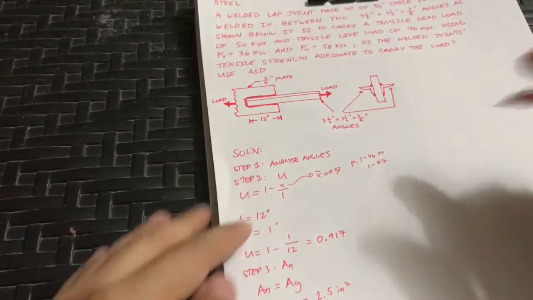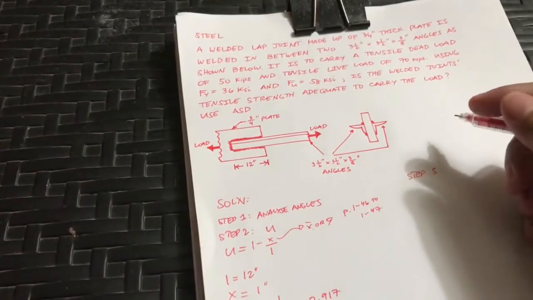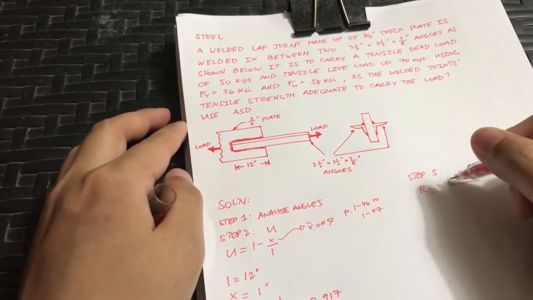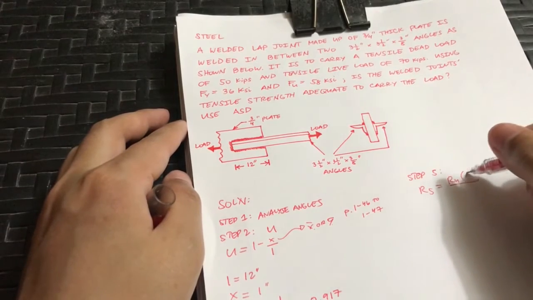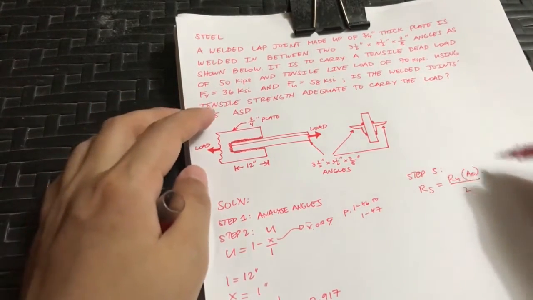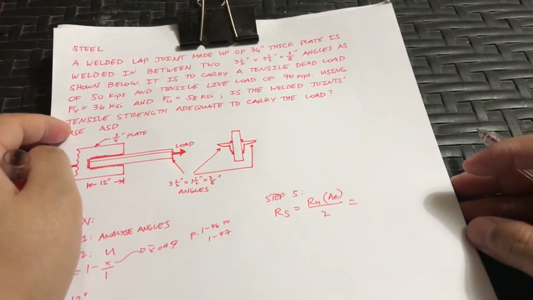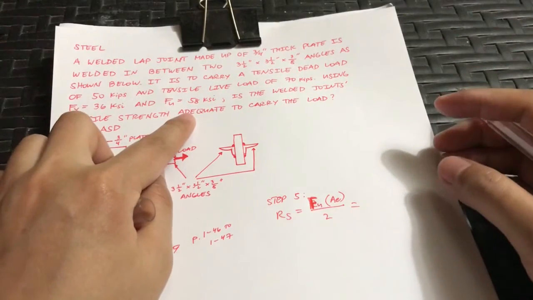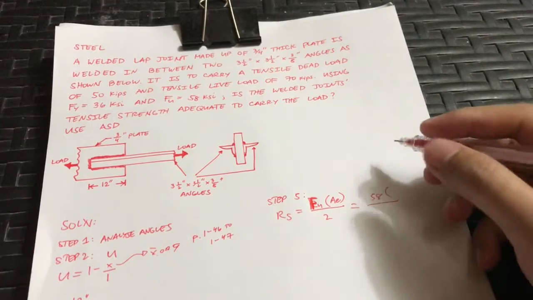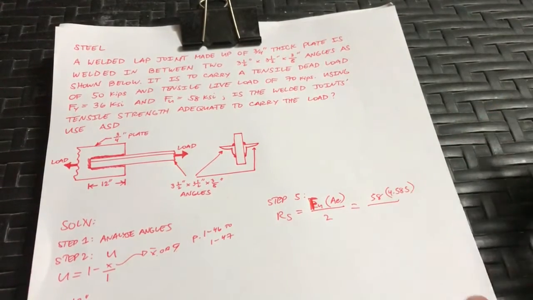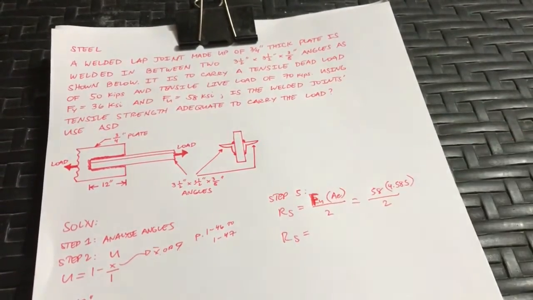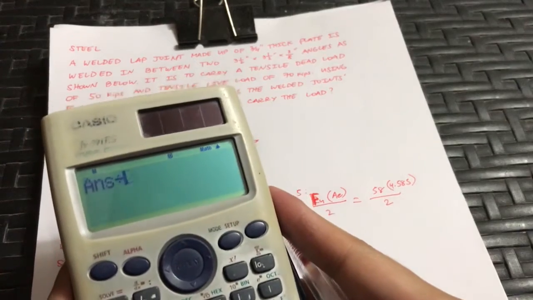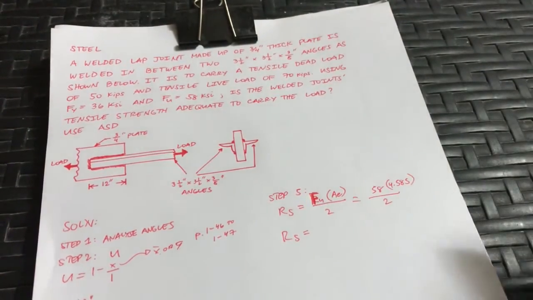So we now have our effective area. We now proceed to step 5. For step 5, we need to solve the rupture strength. The rupture strength is simply equal to the rupture stress times your effective area, all over 2. The rupture stress is FU, which is 58 ksi. So we have 58 times 4.585 divided by 2, and the rupture strength is 132.965.